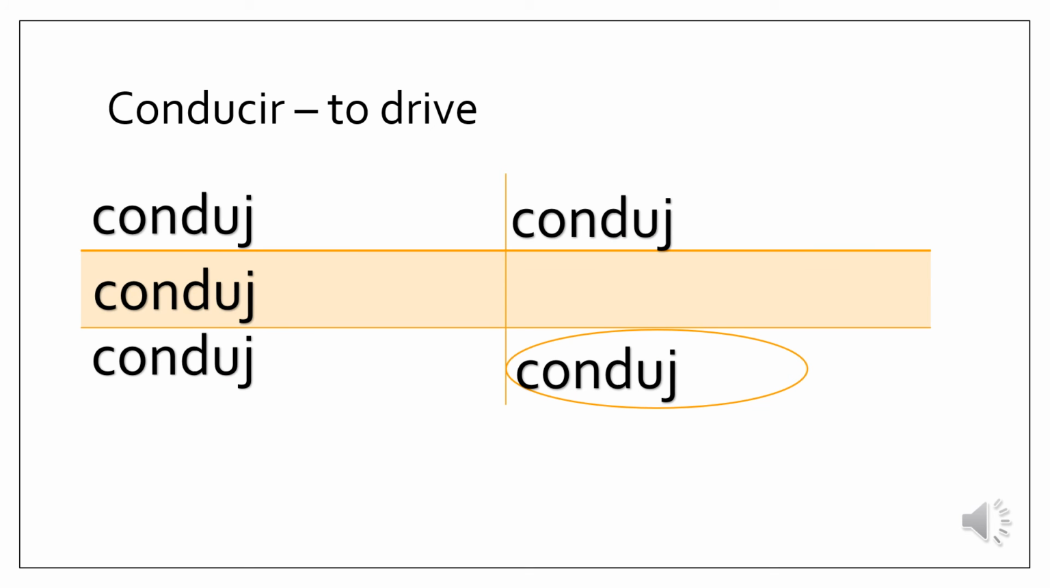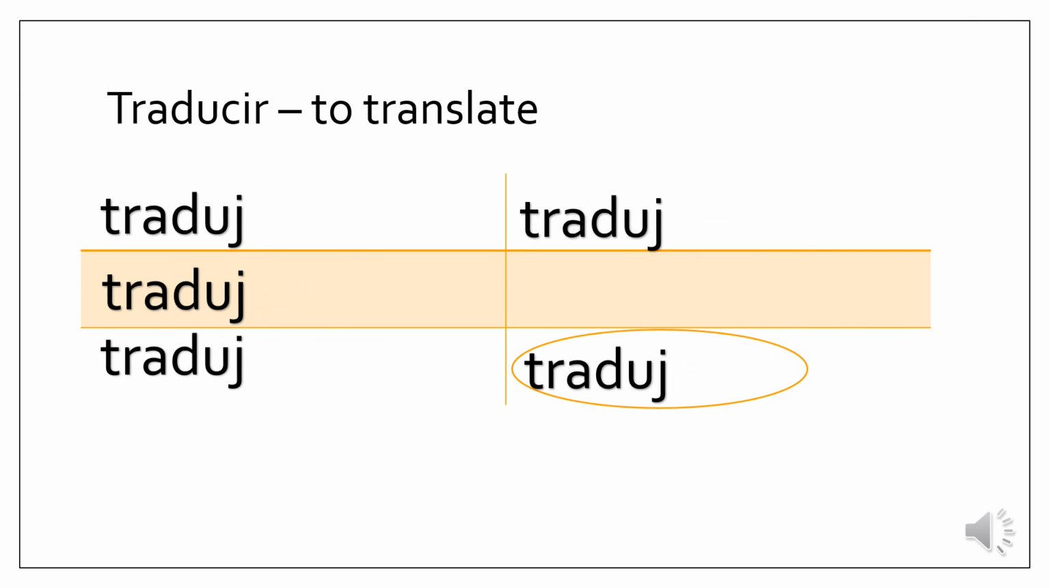Our preterite tense forms of conducir are conduje, condujiste, condujo, condujimos, condujeron. Remember that we also have manejar, which is another way to say to drive, and that verb is irregular in the preterite tense. So our preterite tense forms of traducir are traduje, tradujiste, tradujo, tradujimos, tradujeron.